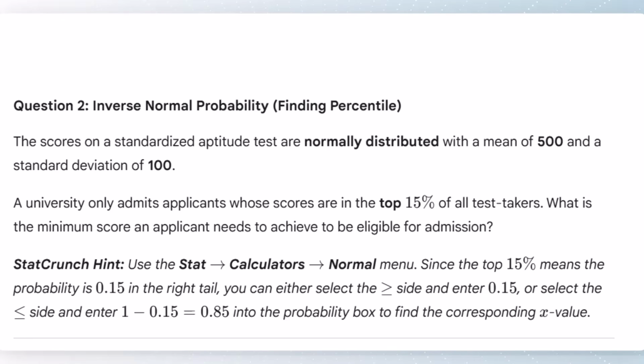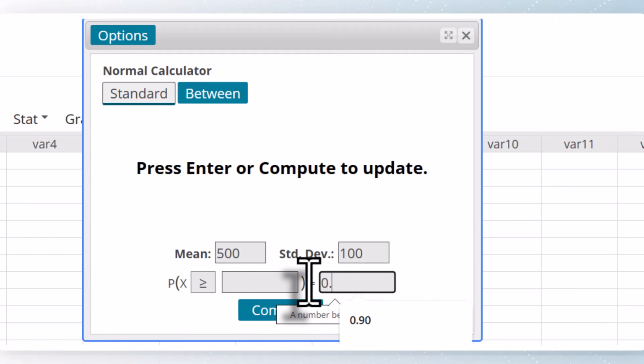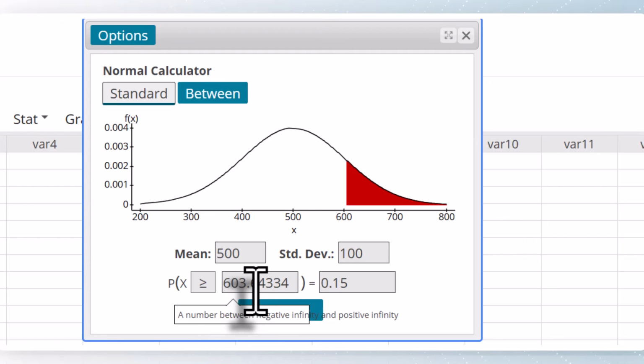Let me show you how to do this. So the mean is 500, the standard deviation 100, top means greater than, and 15%, guys, should go here. This box is reserved for the area 0.15, and here you go. So a student should score 603.6, you can say 604, in order to be considered a top 15% student.